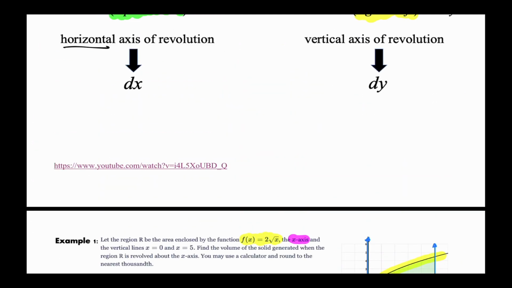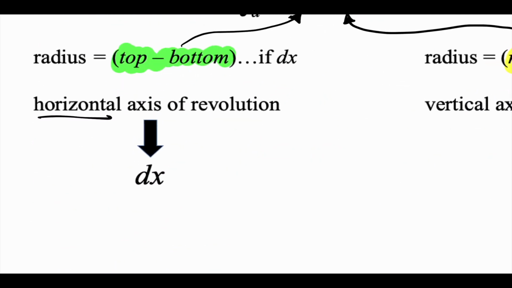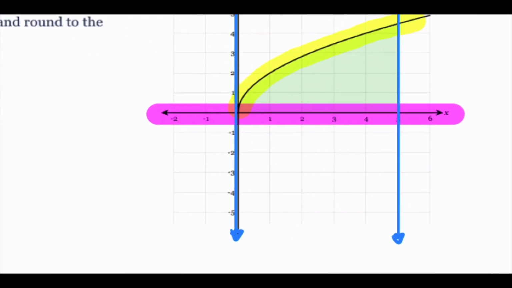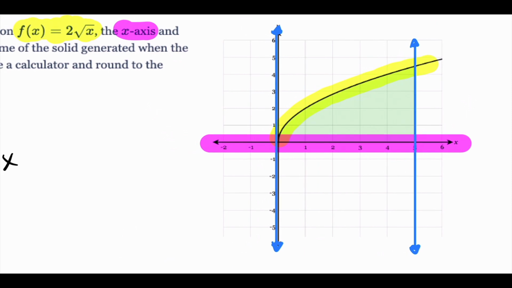Okay. All right, the radius. Well, according to my notes, the radius says top function minus bottom function. Top function minus bottom function. So look at the green stuff. Look at the shaded stuff. The top function is the yellow. The yellow is this guy. The bottom is the pink. The pink is the x-axis. What is the equation for the x-axis? Y equals 0. Y equals 0.